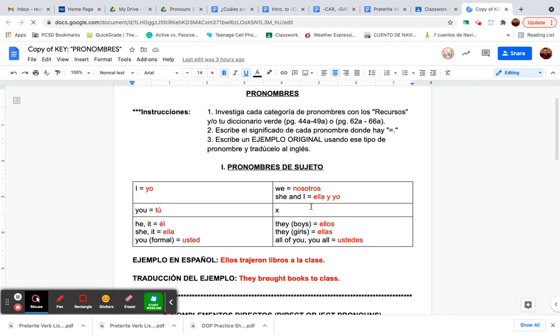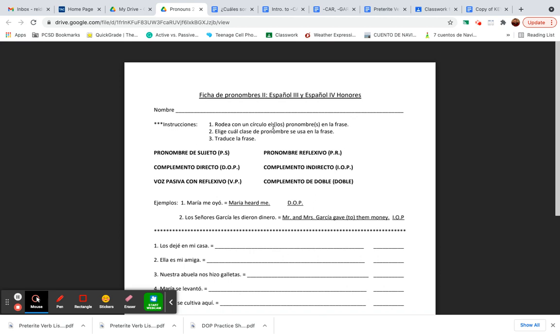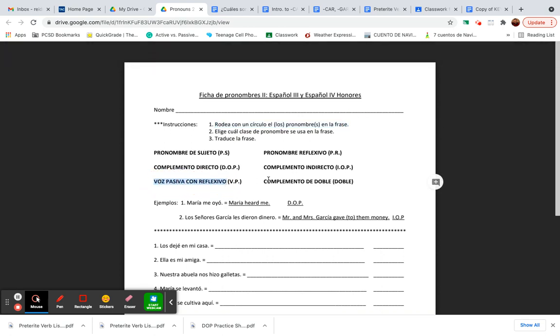So this is going to be your guide for doing this assignment, that you'll pick up this worksheet when you come back to class. It says, rodea con un círculo los pronombres. You circle the pronoun in the sentence. What's the pronoun? You can cross out vos passive. You can cross this one out, and you can cross this one out. You don't need to do those.